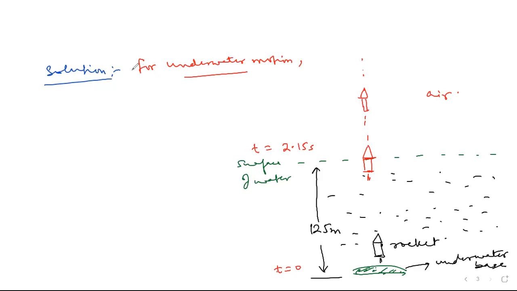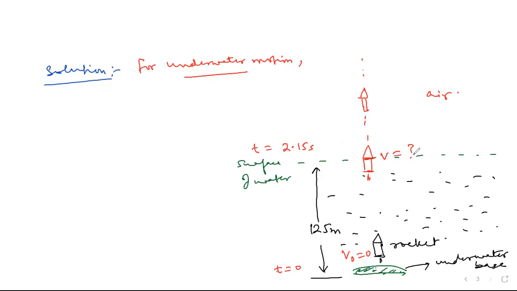For the underwater motion, we know the displacement is 125 meters and we know the time, which is 2.15 seconds, and we know the initial velocity because the rocket starts from the base at rest. So we know the initial velocity, v naught, is 0. Acceleration is not needed, but we need to find the final velocity here, right?